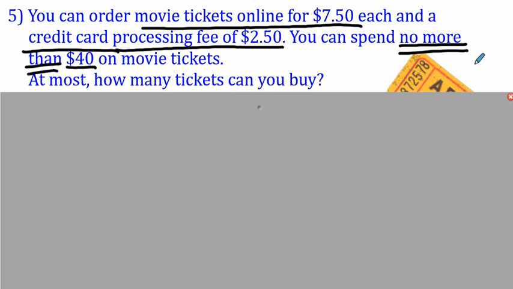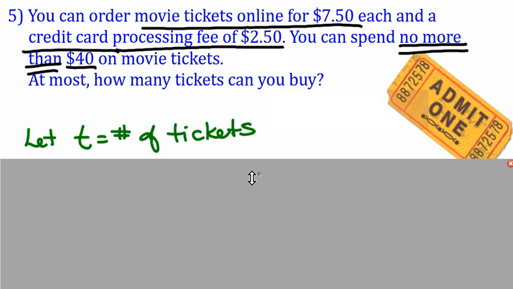Which one do you think it would be? If you can't go past, it would have to be less than or equal to the amount that you have to spend. So we know the sign. Talking about variables, what's the unknown here? Well, we don't know the number of tickets we can order, so that would be our variable. So let's say T is our number of tickets, that's our variable.